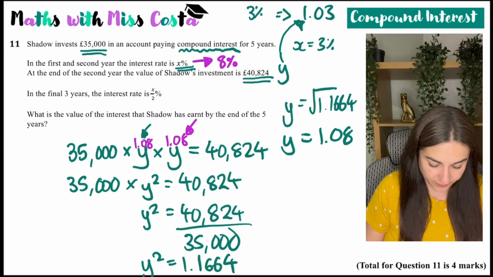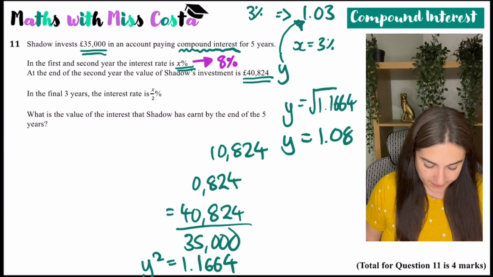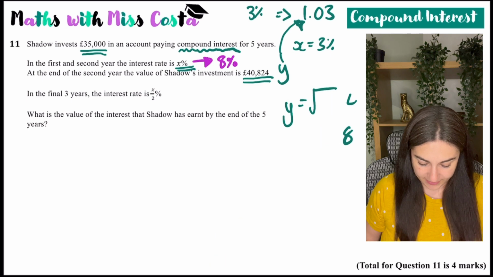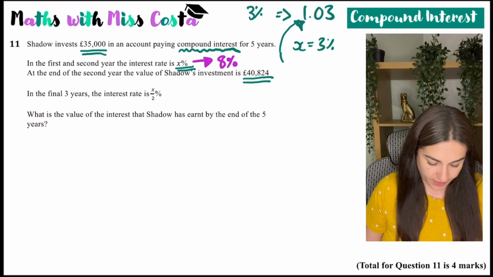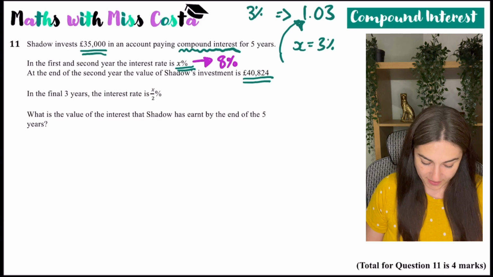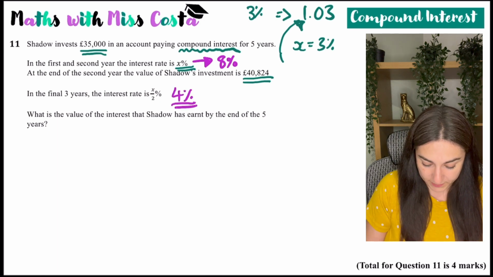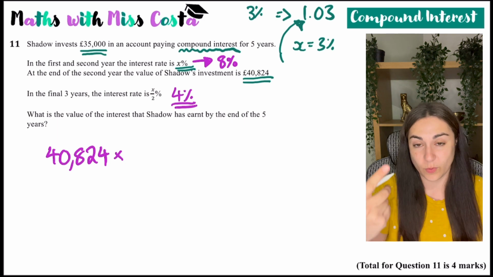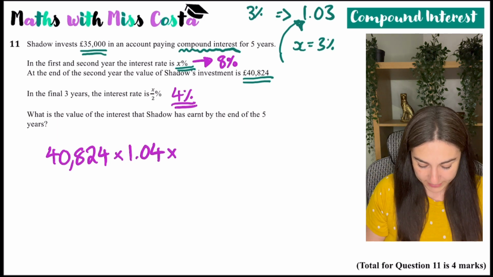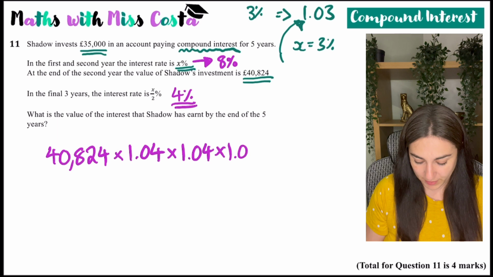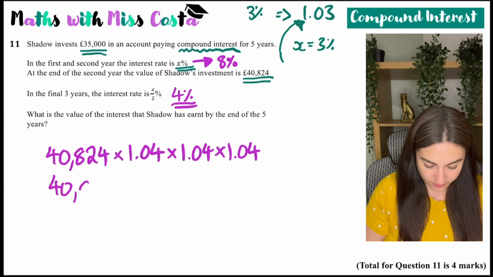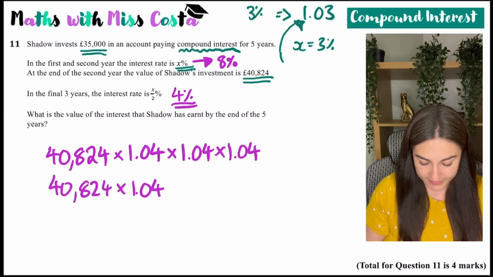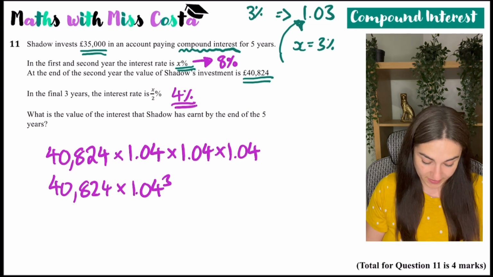So I know that the interest rate for the first 2 years was 8%. It then says in the final 3 years, the interest rate is X over 2%. What is the value of the interest that he has earned by the end of the 5 years? So if the interest rate was originally 8%, X divided by 2 is 4%. So at the end of the second year, he's got £4,824, and that's invested for year 3, year 4, and year 5. So I'm going to times it by 1.04, times by 1.04, times by 1.04, which you could obviously write as 1.04 cubed, but just to show you how you break it up in the years.